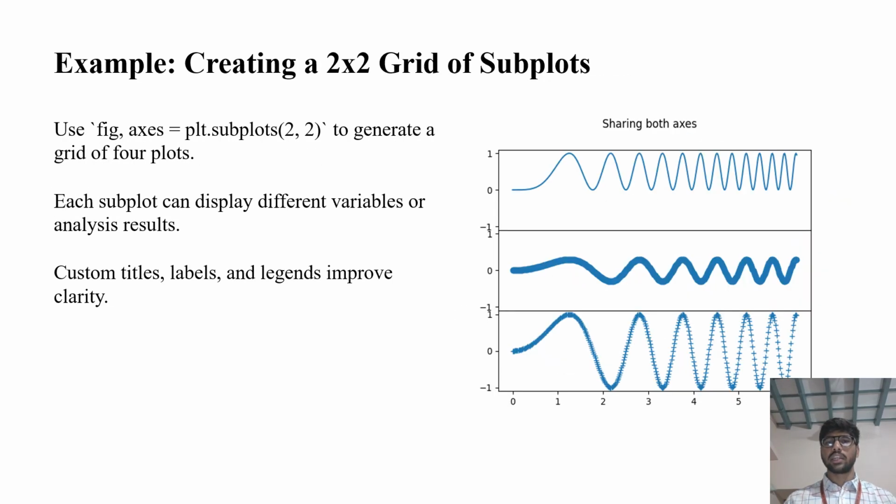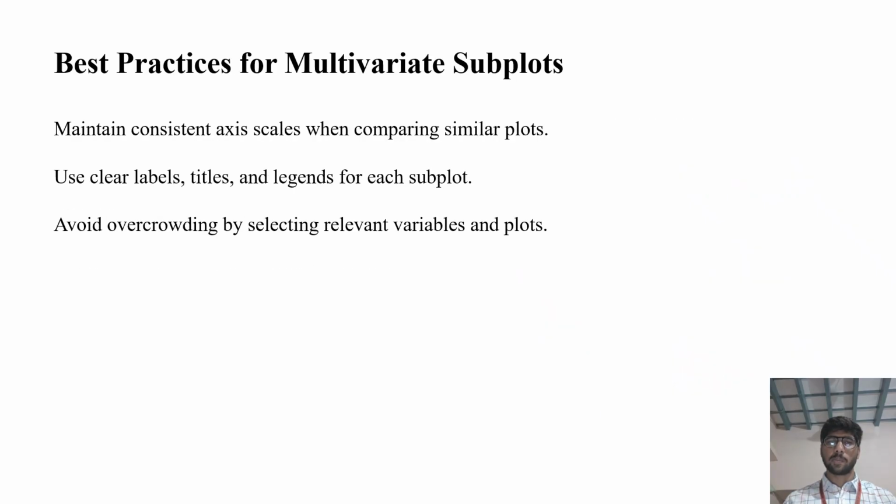For example, creating a 2 by 2 grid of subplots. By using fig, ax = plt.subplots(2, 2) to generate a grid of 4 plots. Each subplot can display different variables or analysis results. Custom titles, labels and legends improve clarity.